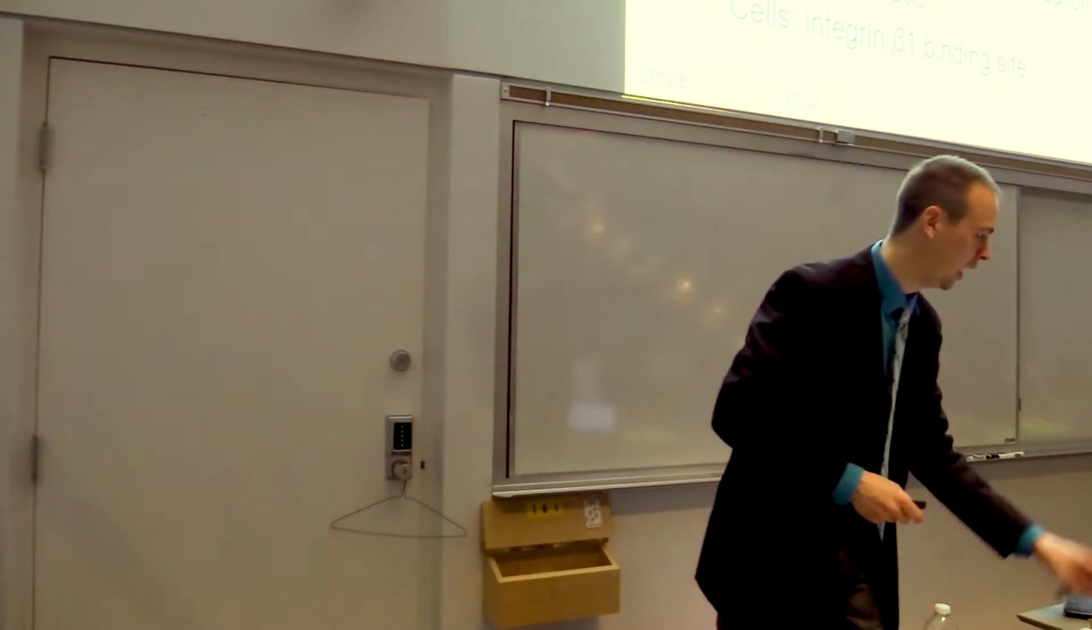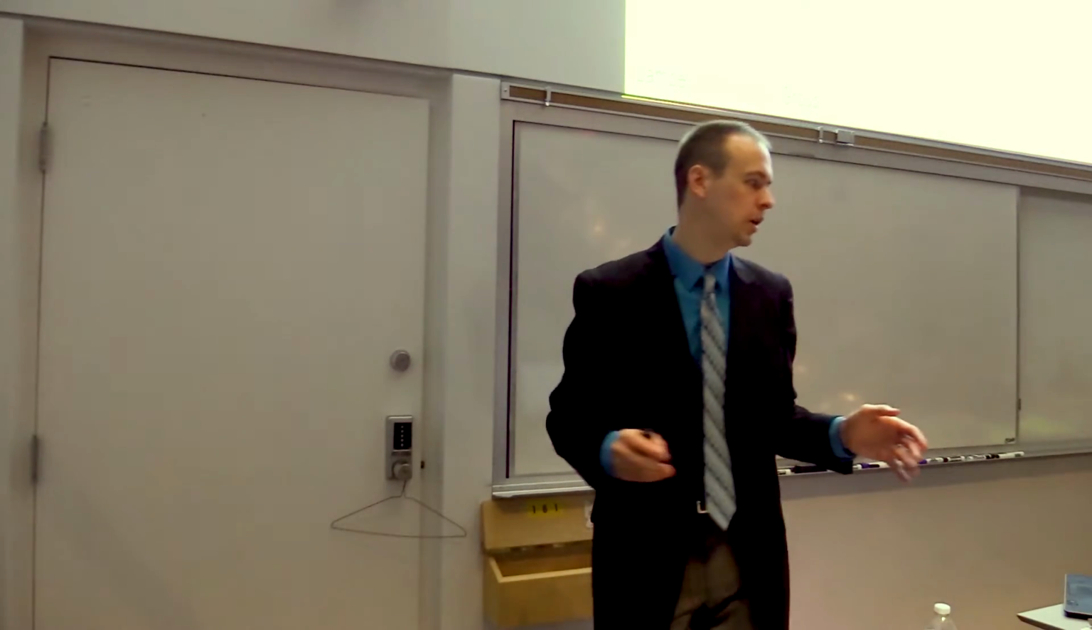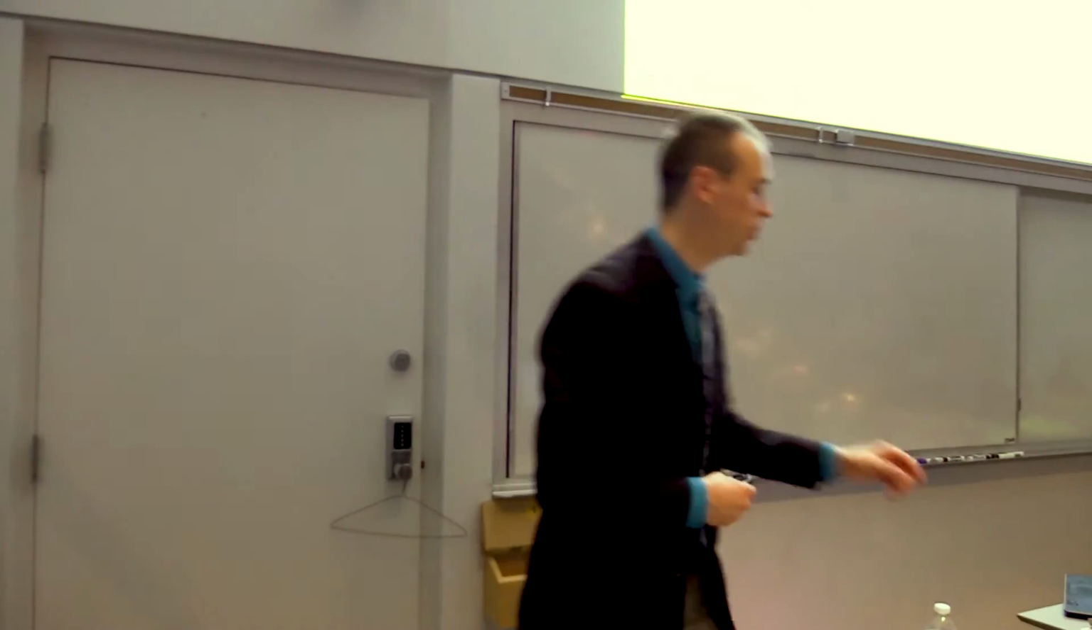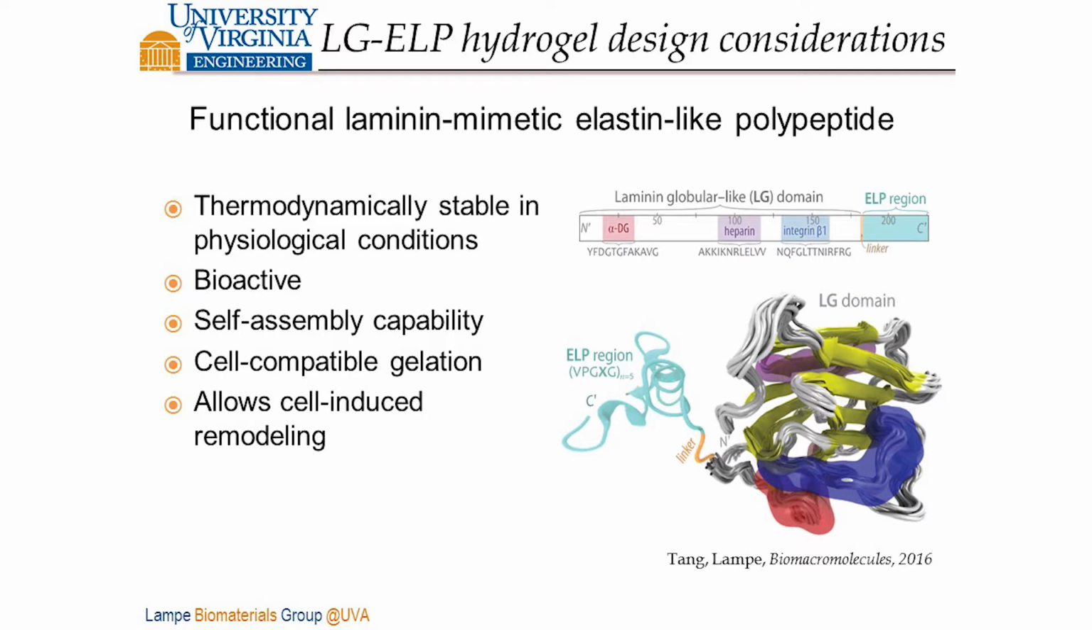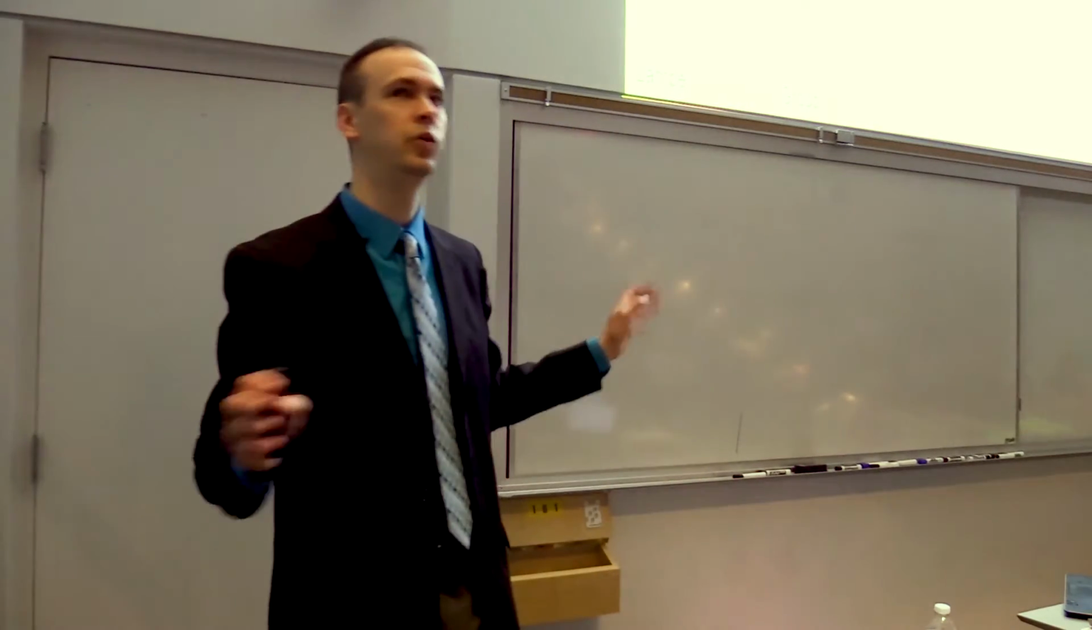Let's try that. And we said, let's make it, and we can use that elastin functionality to give us our building block, our structural building block, and use the laminin. And so we said, what are our criteria? We have a whole bunch of criteria. We want it to be thermodynamically stable. We want it to be bioactive. We want it to self-assemble, cell-compatible gelation, of course. We want to allow cell remodeling, right? And we said, well, that's a long list of stuff to do, and I don't know if we're going to solve this at all or if we're going to have any success. So let's try and simulate it.